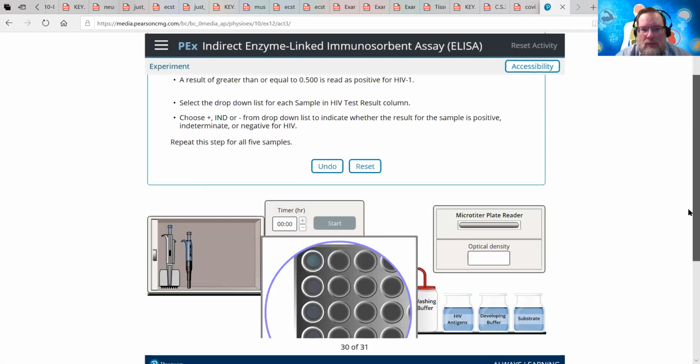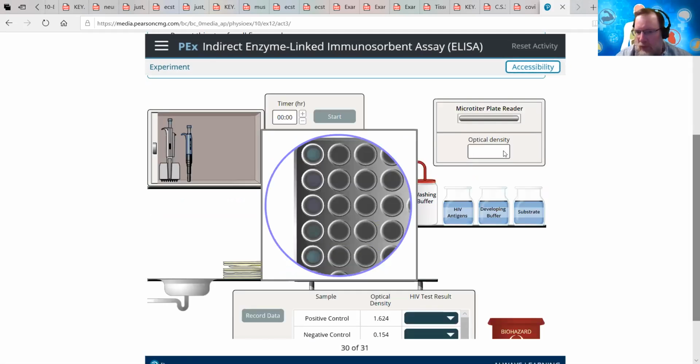Now, if we didn't even do optical density, say our machine broke, we're still able to view with our eyes the ability for light to pass through. That's what this optical density means. So notice our control for positive, and then our patient C down here. They look very similar to one another.